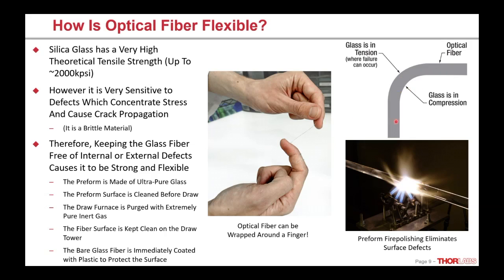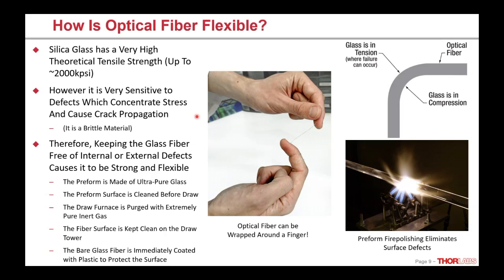In a fiber, when we're bending it, what ends up happening is the inside of the curve, the glass is in compression, and the outside of the curve, the glass is in tension. This is where a failure can occur. And this glass is inherently very strong, so it should be able to withstand a lot of tension or a lot of bending. However, glass is very sensitive to any kind of defect, a stress riser, or anything that concentrates stress. That can cause crack propagation, ruining the glass's tensile strength and causing a break in the fiber.